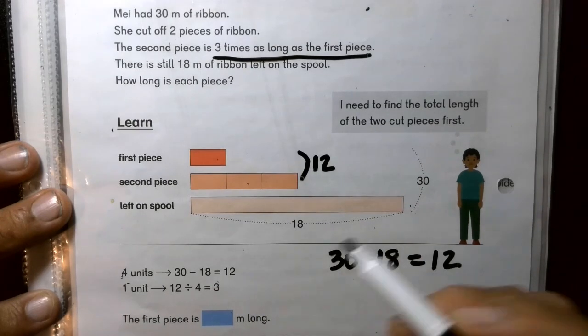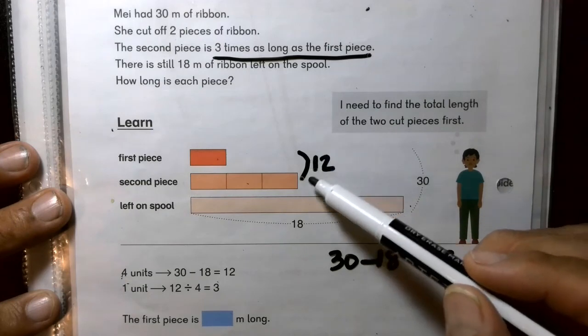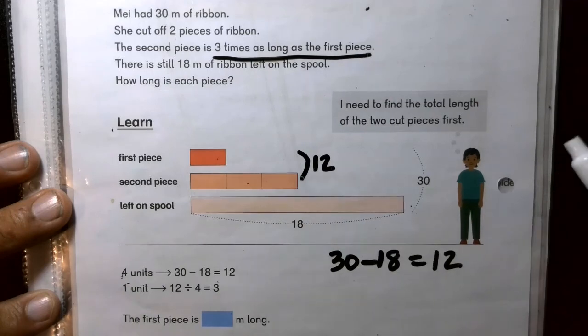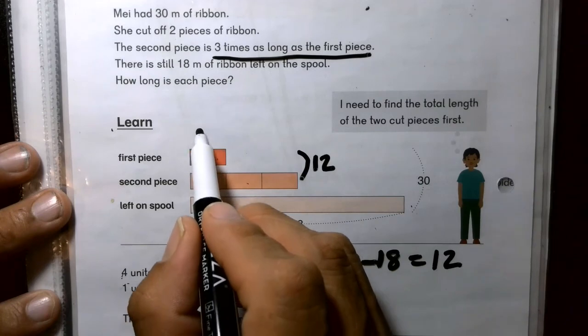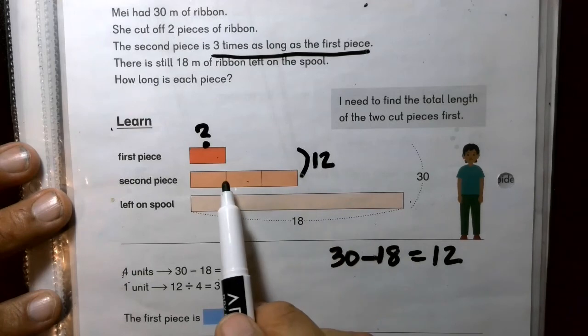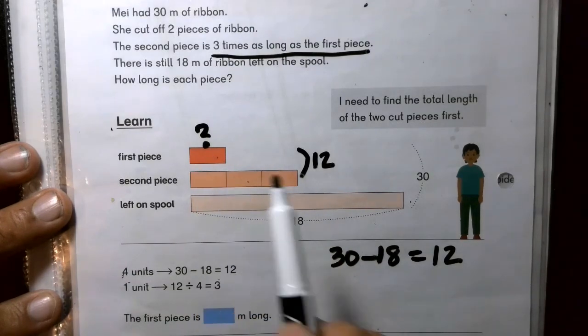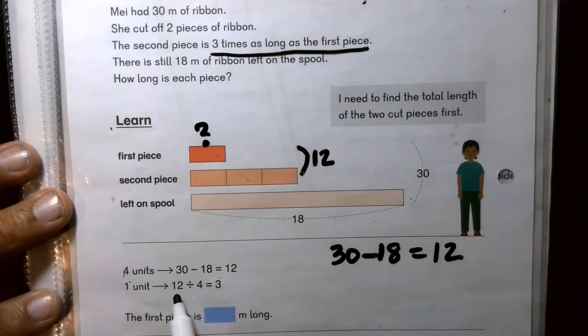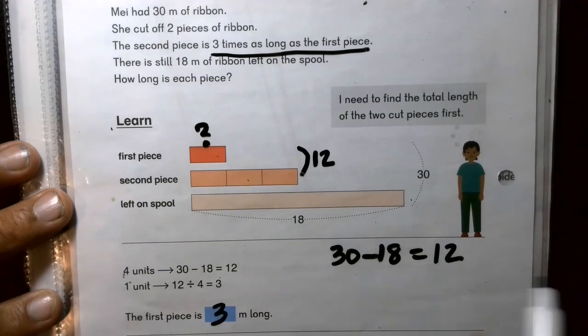Even though you see it here, I want you to think about this problem. So now I know that these first 2 pieces equal 12 meters. Now I need to know what that one first piece cut is. And you know what we're doing? We're doing division. How many pieces do I have? 1, 2, 3, 4. So I have 4 units, and I have a total of 12 meters that was cut. So it's going to be 12 divided by 4 is 3. So the first piece is 3 meters long.